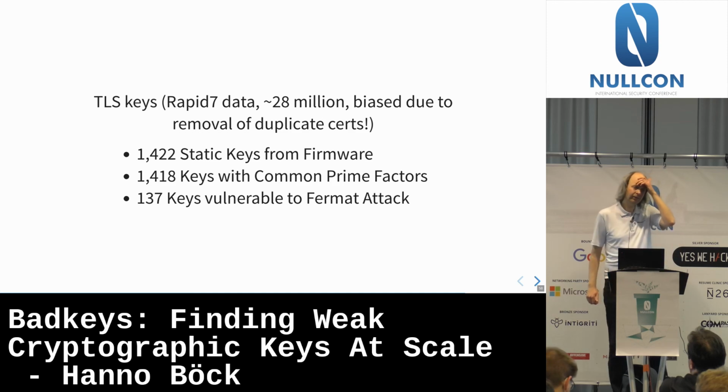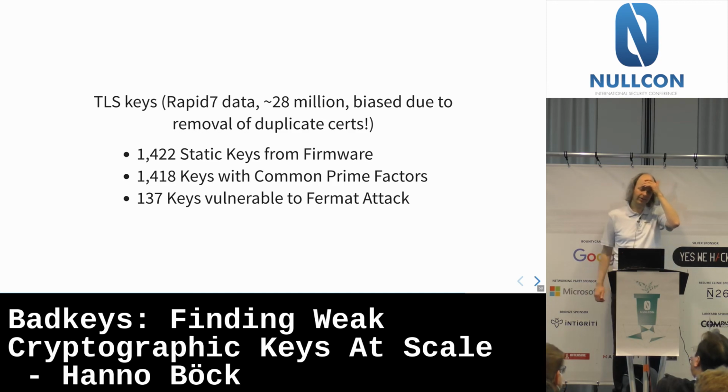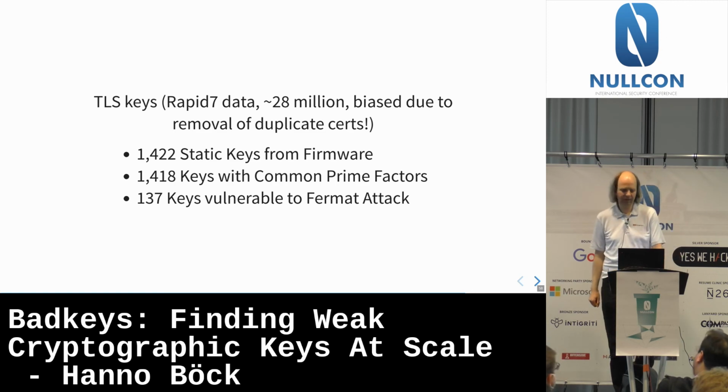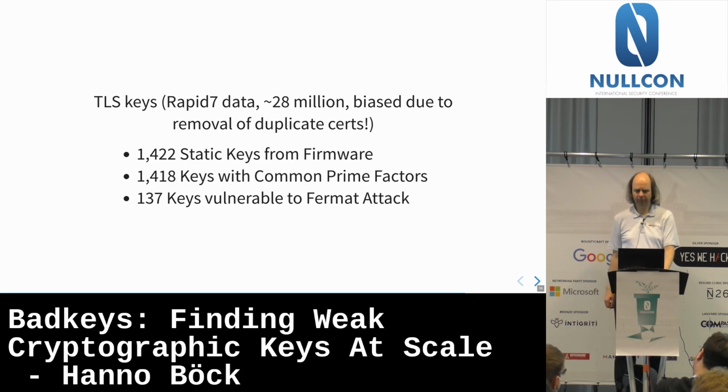Then I had a data set of a TLS scan, but I should mention that this data has a bit of a bias because this is a list of certificates and they removed the duplicates. So if I have 1,000 routers with the same TLS certificate, it would only show up once in this data, which is the reason why you cannot directly compare this to the SSH scan. But here we see again that the most common thing is static keys from firmware.